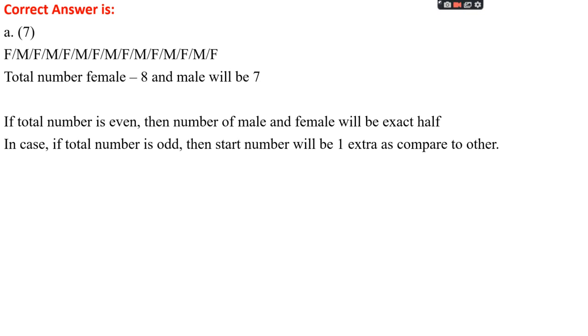If the total number is even, then the numbers of males and females will be exactly half, dividing by 2. But if the number is odd, like in this case, the category at the starting point and the last will always get one extra compared to the other.